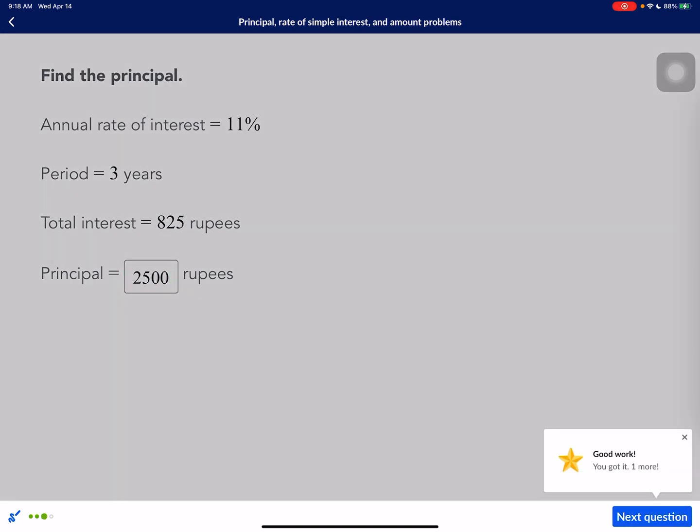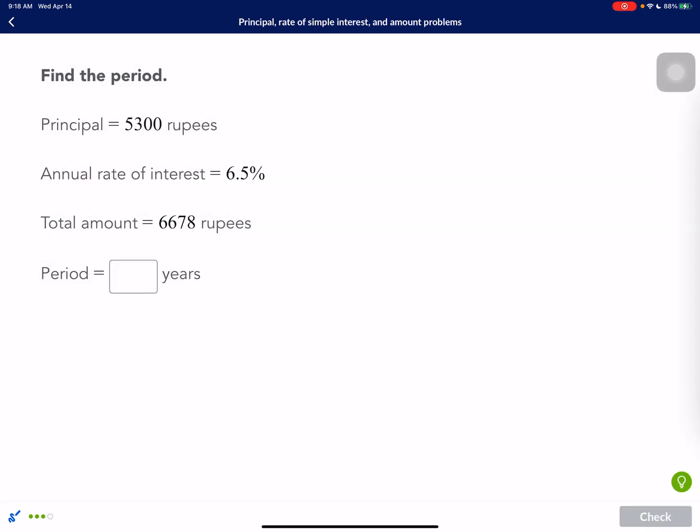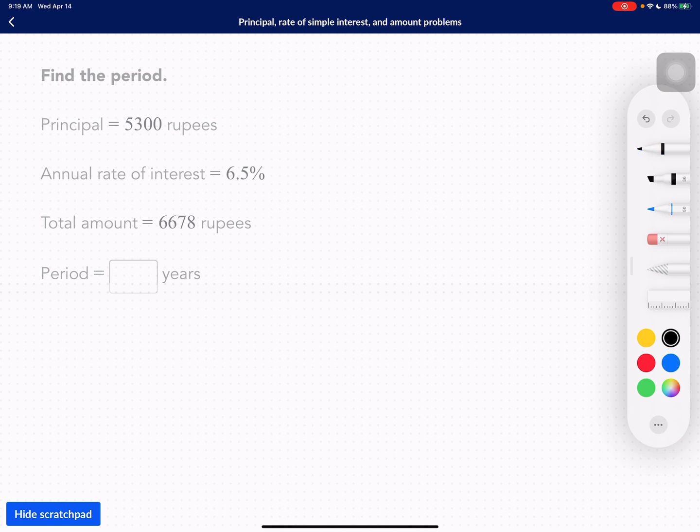Okay, there we go. And I'll do one more for you. All right, this one we're trying to find the time, it looks like. Okay, so once again, everything we know about simple interest. Whoa, that's not how you spell interest. There we go. So I know that interest is calculated. Interest is equal to the principal times the rate times the time.